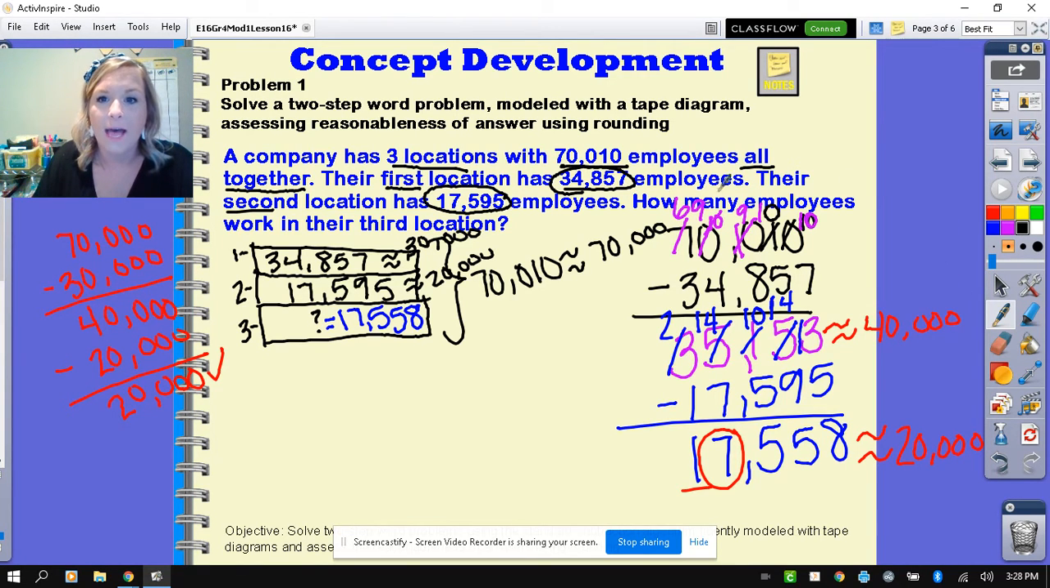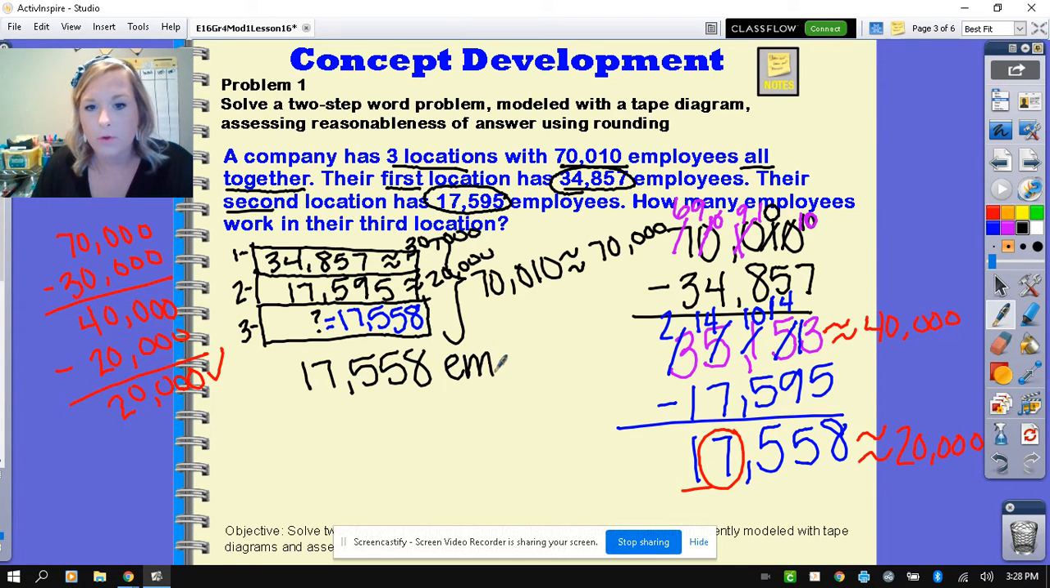Our question said, how many employees work in their third location? So we're going to say, 17,558 employees work at the third location.